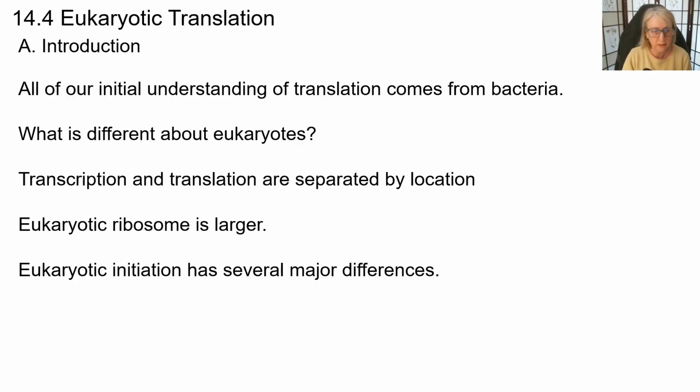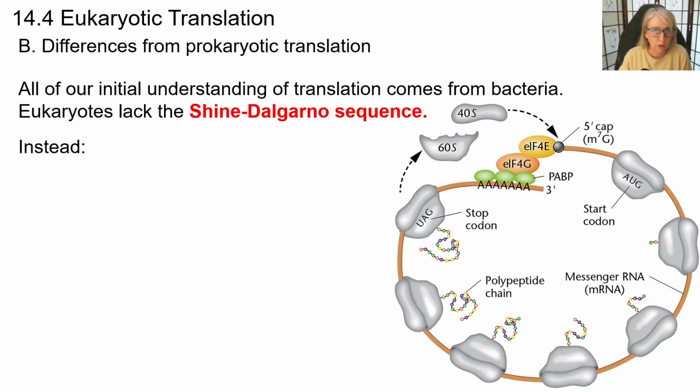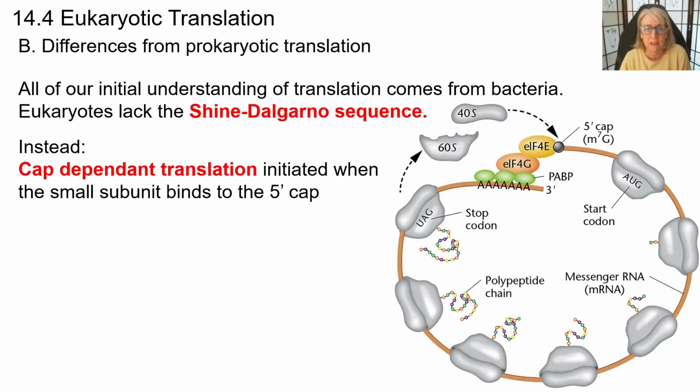It has a few major differences in the initiation process that I want to show you. That Shine-Dalgarno sequence is only in bacteria. We have a different sequence in eukaryotes. All of our initial understanding of translation comes from bacteria, but eukaryotic translation is completely different from the start. We don't have a Shine-Dalgarno sequence. What we do have is cap-dependent translation.